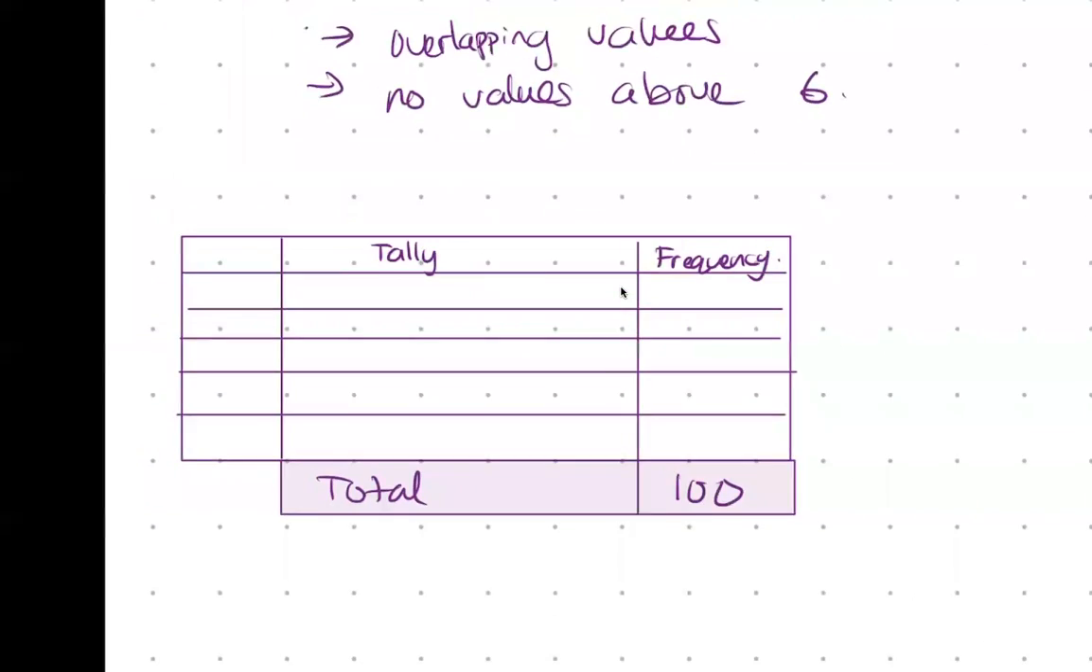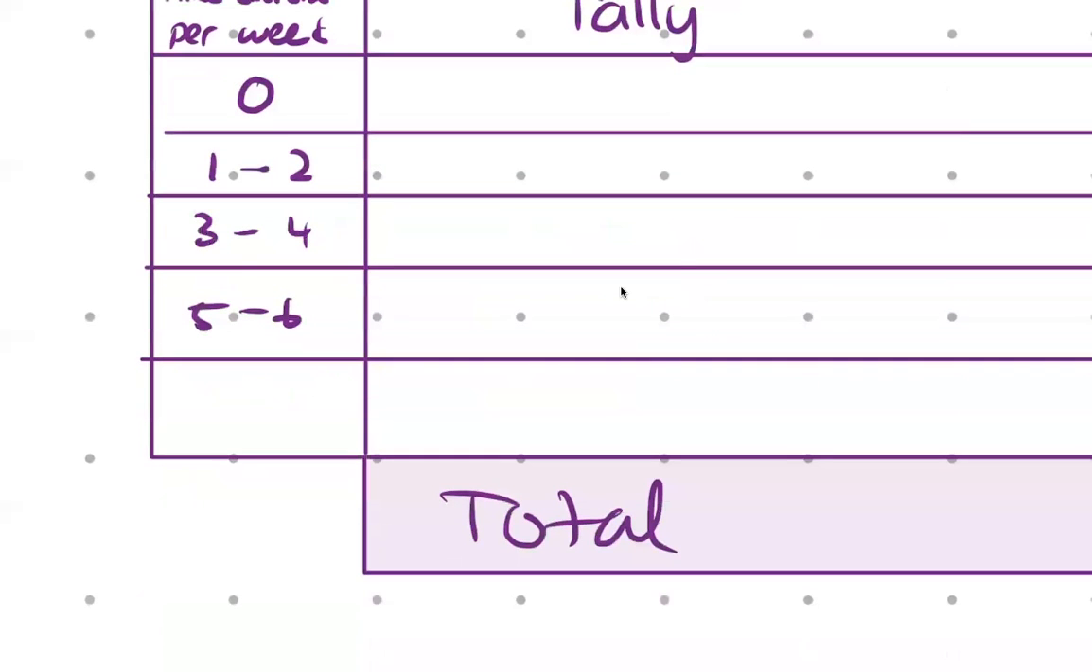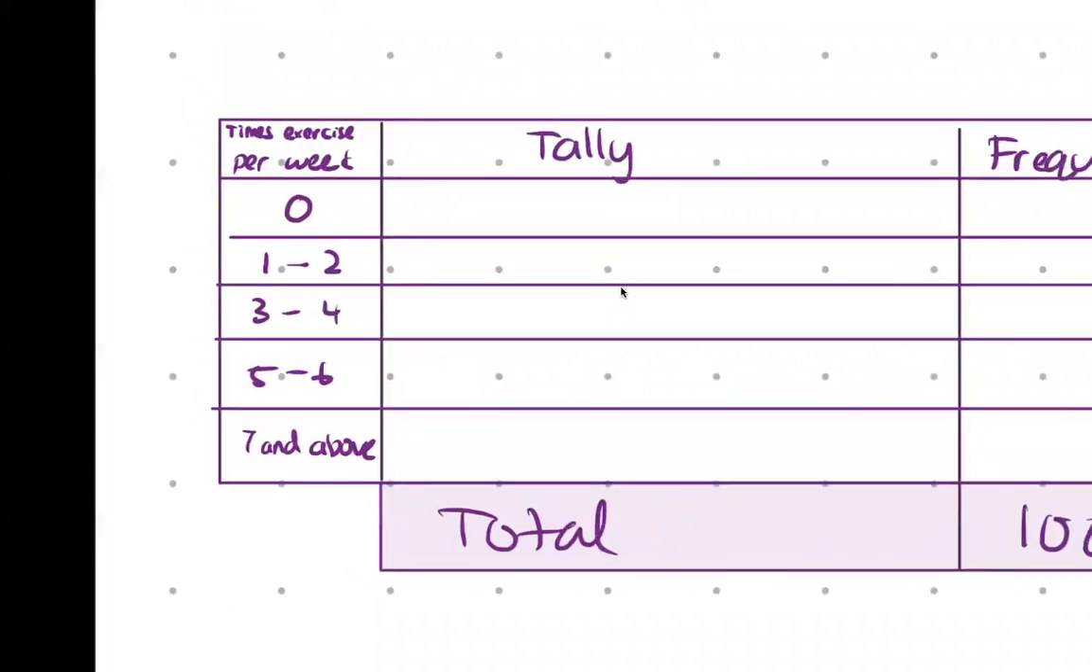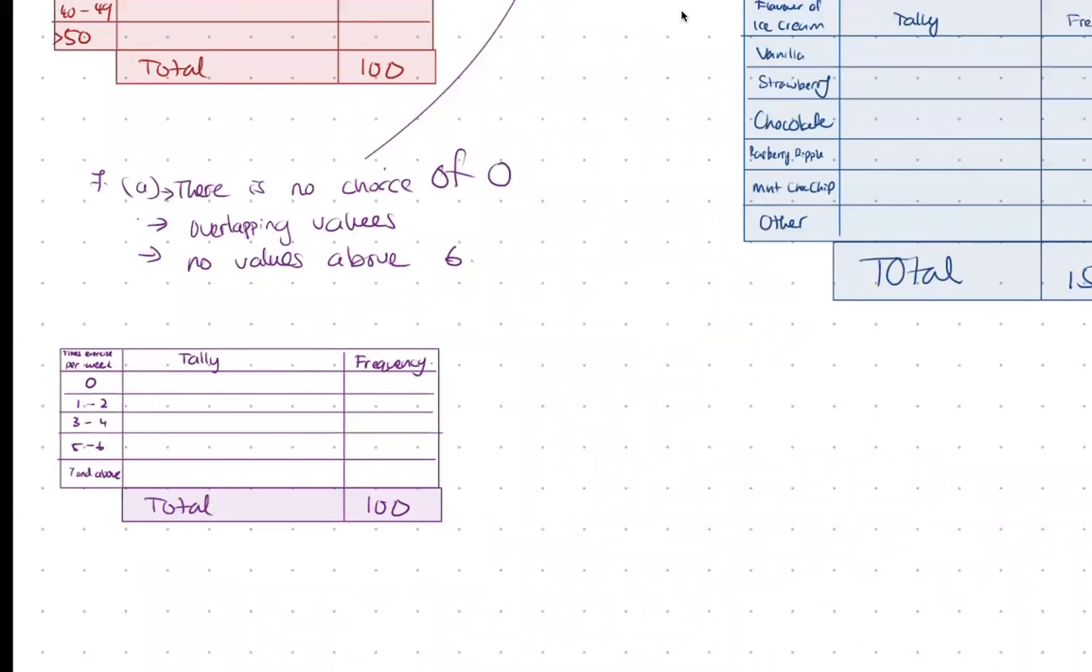And then times exercise a week. Zero, 1 to 2, 3 to 4, 5 to 6, 7 and above. This is a better one, I think. And that's it.